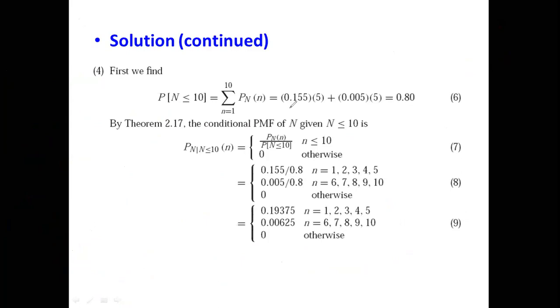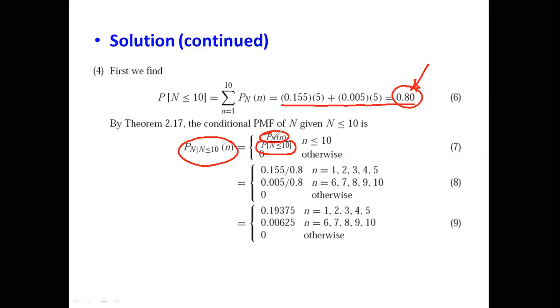They are taking 5 into 0.155, and 5 into that is 0.80. So up to 10, if I add all the probabilities, that will be equal to 0.8. Now we know that this probability is equal to what? Probability of n divided by probability of n less than 10.